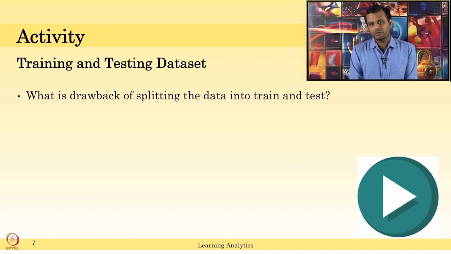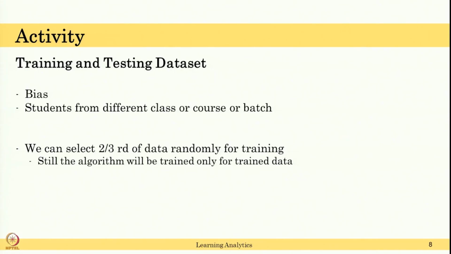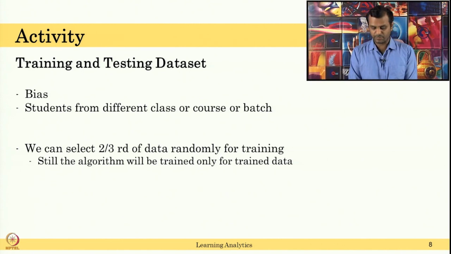So, you saw that we can split data into train and test. Do you think there is a drawback in splitting data into training and test, just 2/3 and 1/3? If you think so, what is the drawback? Just note down your answers and resume the video to continue. So, bias is the main problem in this particular data. I will explain what that is.